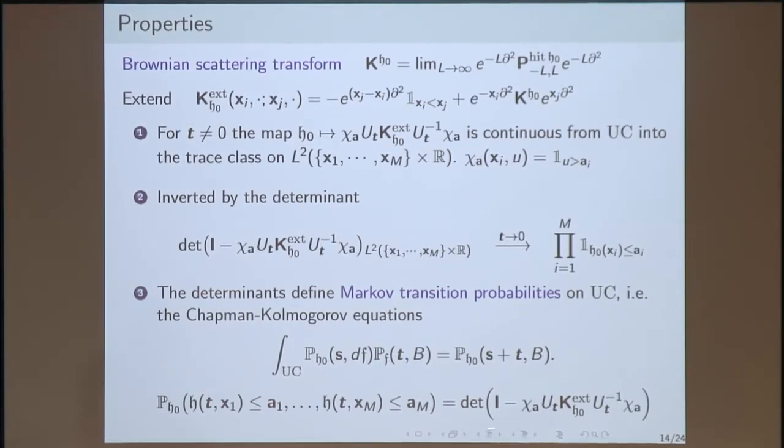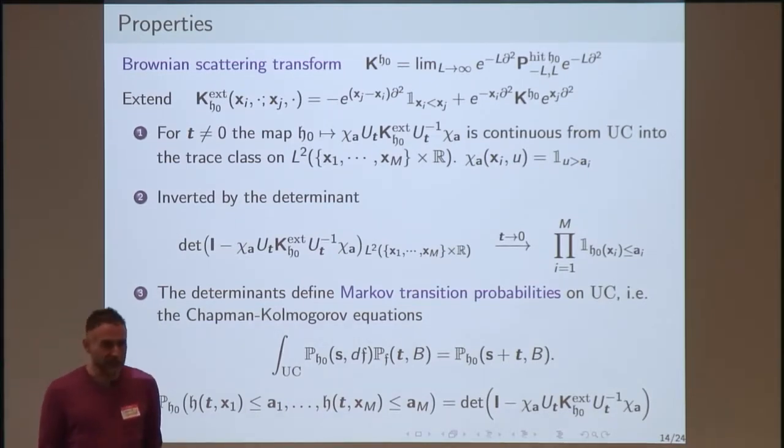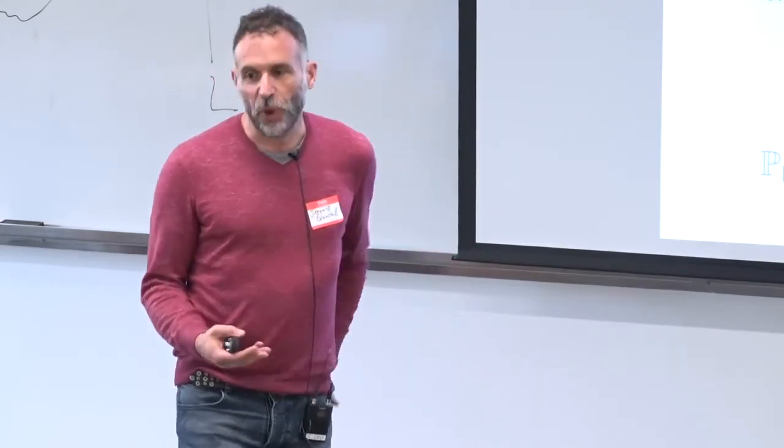The resulting objects are Markov transition probabilities. They satisfy the Chapman-Kolmogorov equation. It's a little tricky to prove, but okay. So if they're Markov transition probabilities, they define a Markov process on the space you see. It's 1, 2, 3 invariant, and it should be the KPZ fixed point.